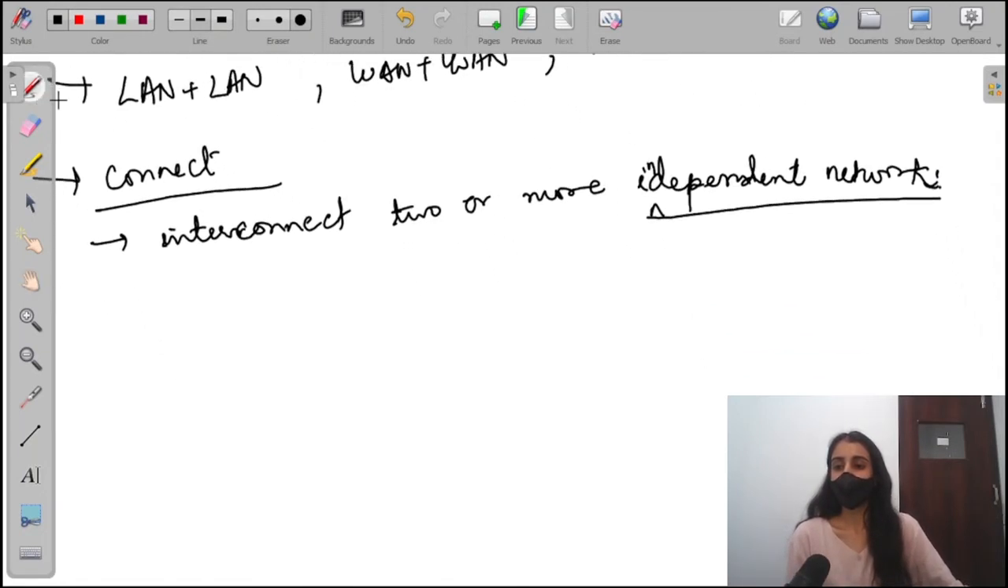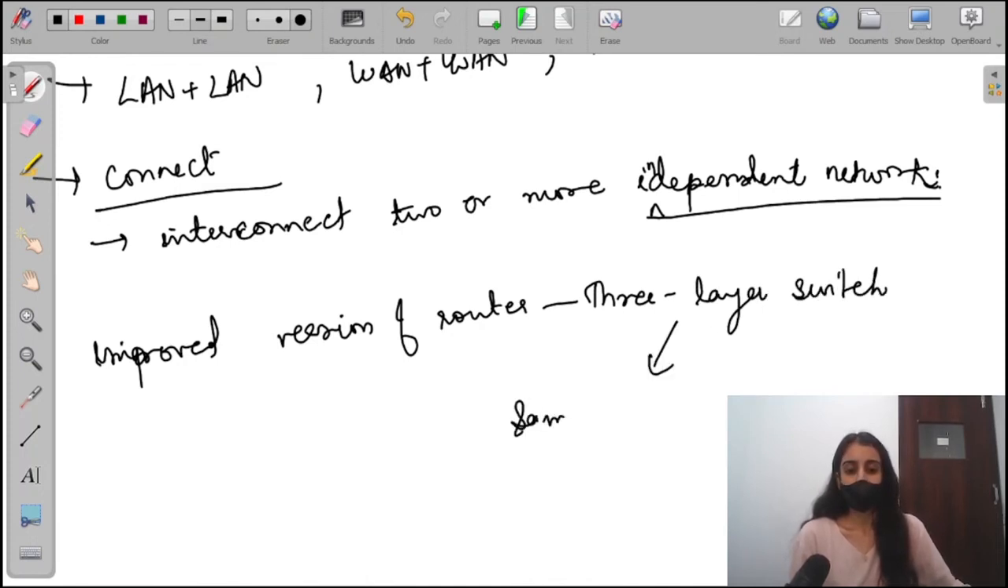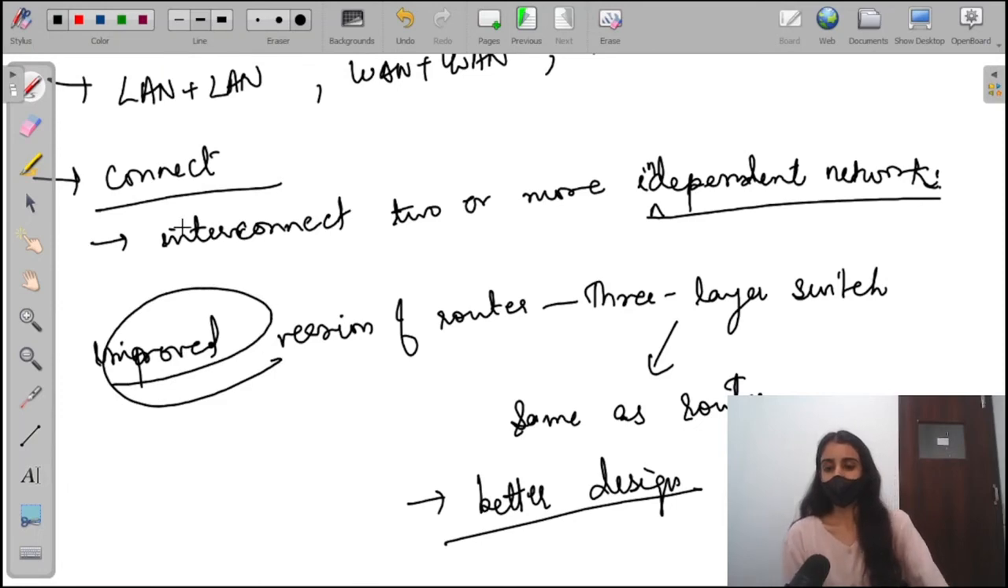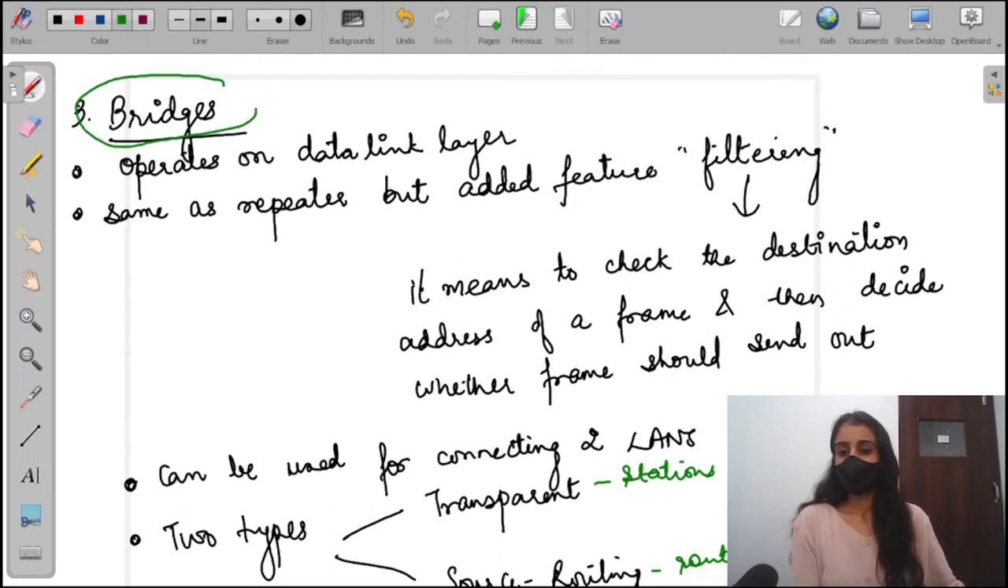Now there is an improved version of router, which is the three-layer switch. It is the same as router, but it has a better design. It's an upgrade of router. So now moving on to our next topic, and that is bridges.